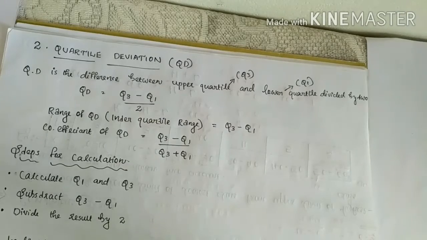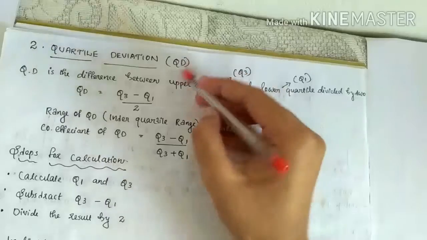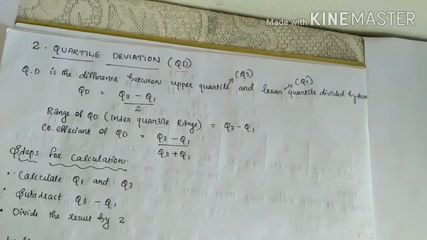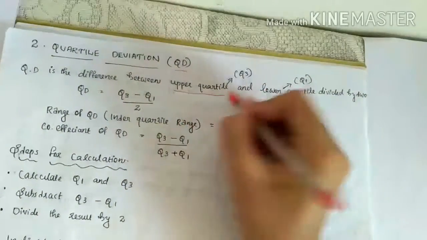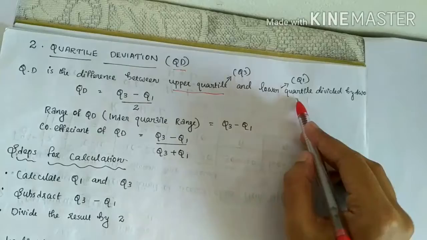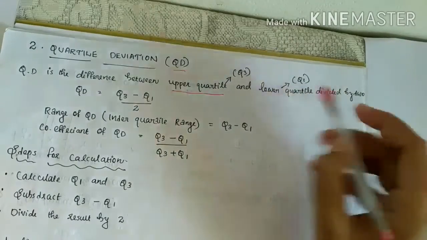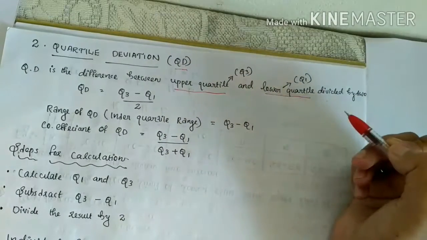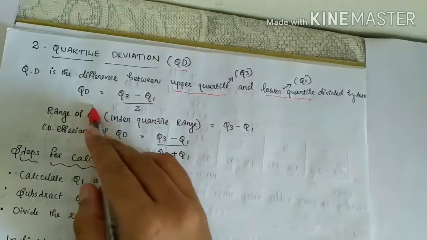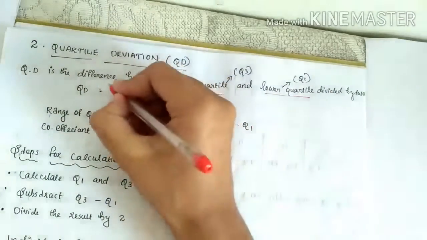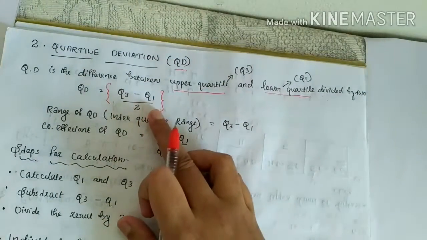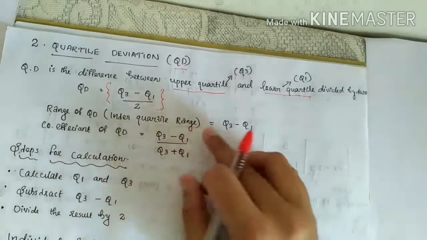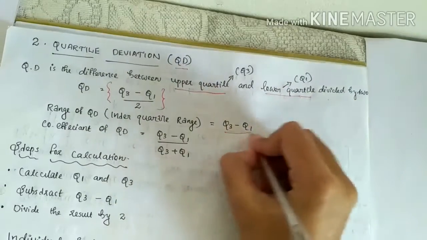Second type of measure of dispersion is quartile deviation. It is denoted as QD. Quartile deviation is the difference between the upper quartile, that is Q3, and the lower quartile, divided by 2. The upper quartile is denoted as Q3 and the lower quartile is denoted as Q1. So quartile deviation is equal to Q3 minus Q1 divided by 2. And the range of quartile deviation, that is known as interquartile range, is equal to Q3 minus Q1.